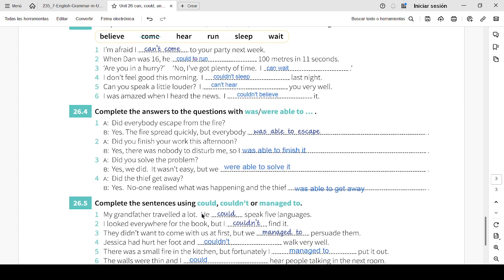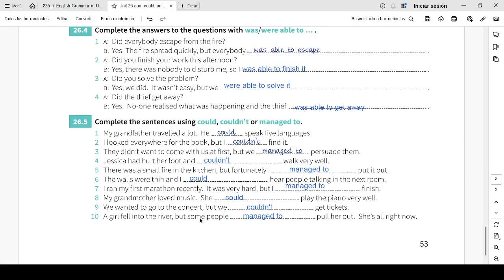Complete the sentence using could, couldn't, or managed to. For example, my grandfather traveled a lot. He could speak 5 languages. I looked everywhere for the book, but I couldn't find it.